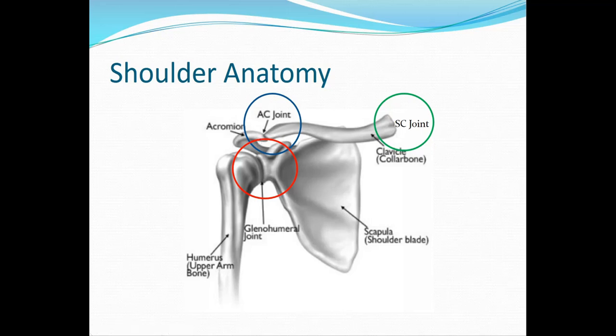The glenohumeral joint is a ball and socket joint, circled in red. The ball is formed by the top part of the arm bone, shown here. The socket part is part of the shoulder blade, which is also called the scapula, shown here. The shoulder blade also assists with movement by gliding over the rib cage and is especially important for overhead movements and reaching across the body.